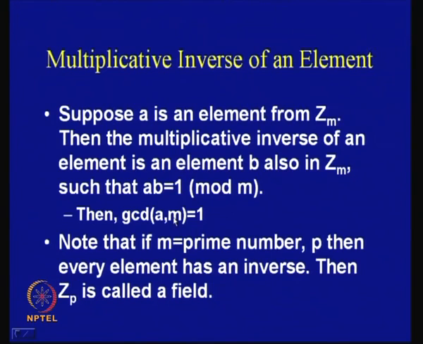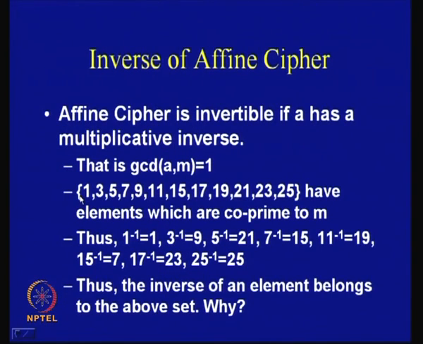But in this case, when M is say 26, not every number has a multiplicative inverse, because not every number in the set 0 to 25 is co-prime to 26, okay. So we can enumerate this and we will find that these are the numbers which are co-prime to 26: 1 is co-prime, 3 is co-prime, 5, 7, 9, and so on, 11, 15, 17, 19, 21, 23 and 25.